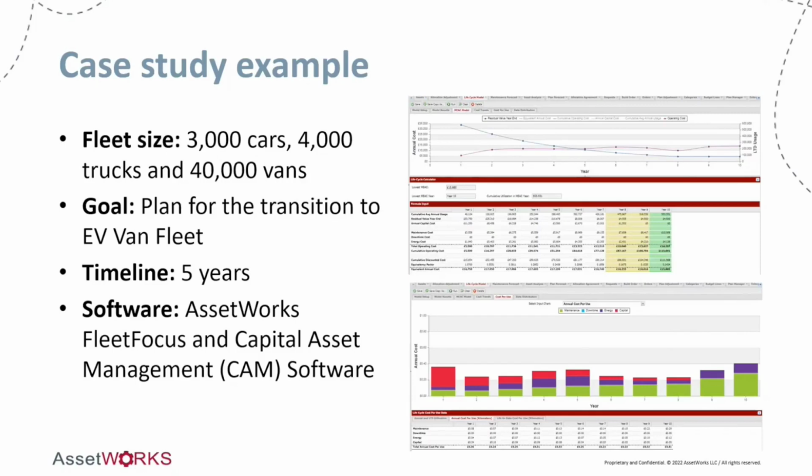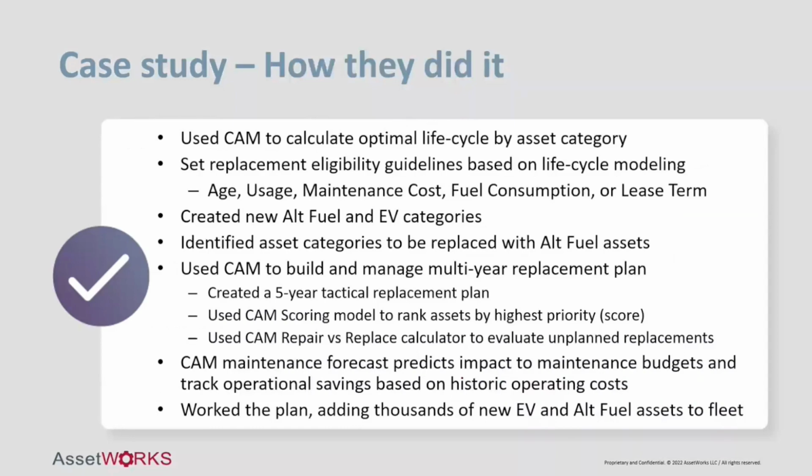How they used this software was they used CAM to calculate optimal life cycles for each of their categories of assets. So using their historic maintenance and operating costs in Fleet Focus, that data was pulled into CAM and then manipulated into annualized costs for each year of the life of an asset. And that was put together through our lifecycle cost model to help identify optimal replacement terms. Those optimal replacement terms were then assigned to each of the categories. And each of those guidelines were then used to estimate when assets will be eligible for replacement.